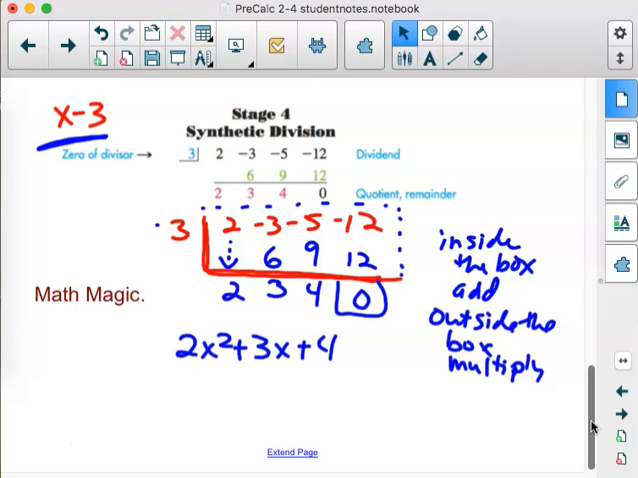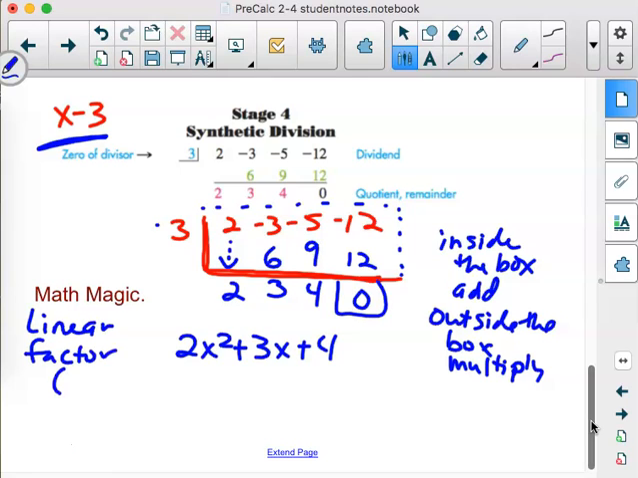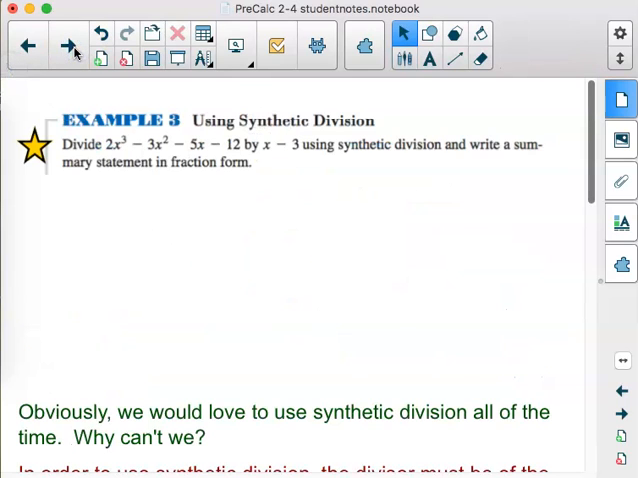Because we can only use math magic when we have a linear factor of the form x minus k. So that means if they want us to do some division with something like 2x plus 1, we can't use synthetic for that. We have to use long division. It has to be a linear factor of the form x minus k to do synthetic. So back to our objectives here. We want to know how to do synthetic division. That was one of the objectives today.